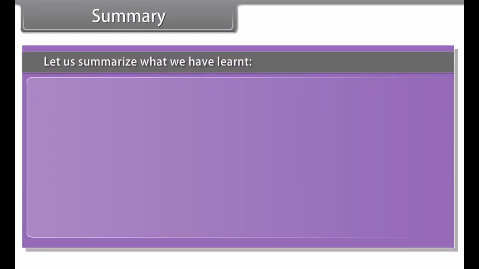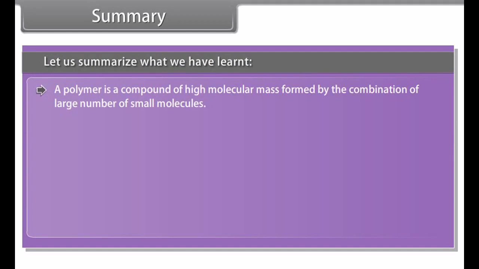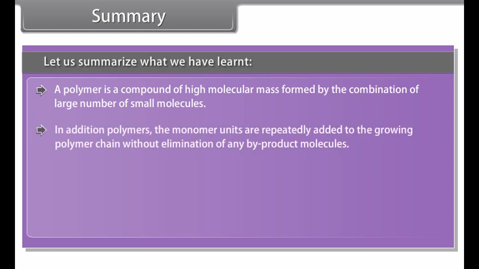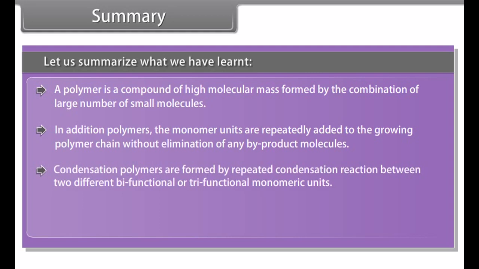Summary. Let us summarize what we have learned. A polymer is a compound of high molecular mass formed by the combination of a large number of small molecules. In addition polymers, the monomer units are repeatedly added to the growing polymer chain without elimination of any byproduct molecules. Condensation polymers are formed by repeated condensation reactions between two different bifunctional or trifunctional monomeric units.